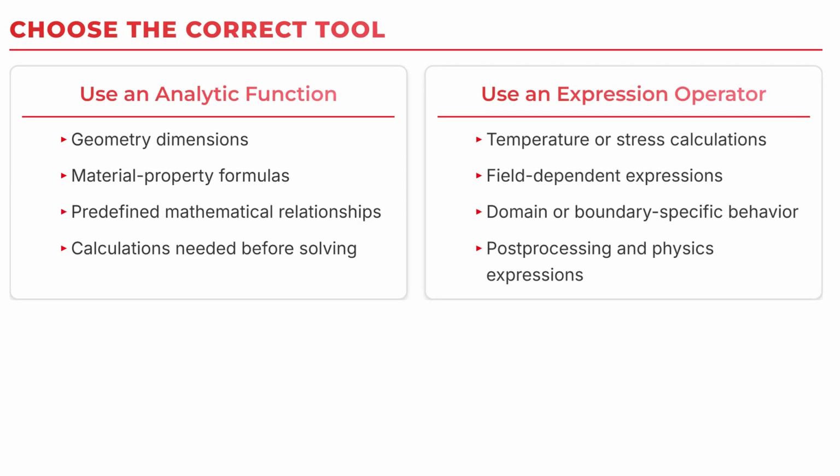Now, what is the correct tool that you should select? Use an analytic function when you need to define geometry dimensions, material properties, or a predefined mathematical relationship or calculation that is needed before solving. Use an expression operator when you want to do some analysis like temperature or stress calculation, field-dependent expressions, work on a domain with some processing related to it, and for post-processing and physics expressions. These are really useful.